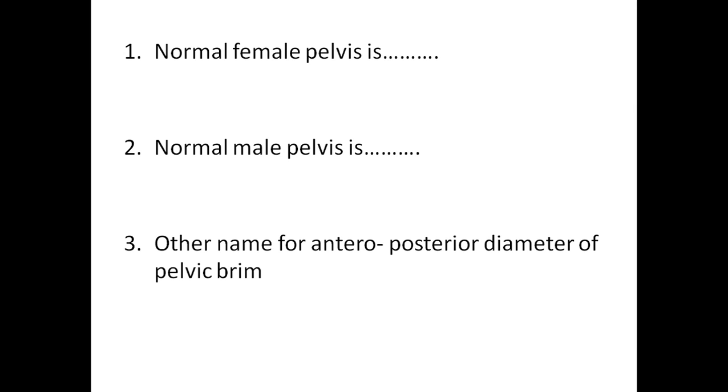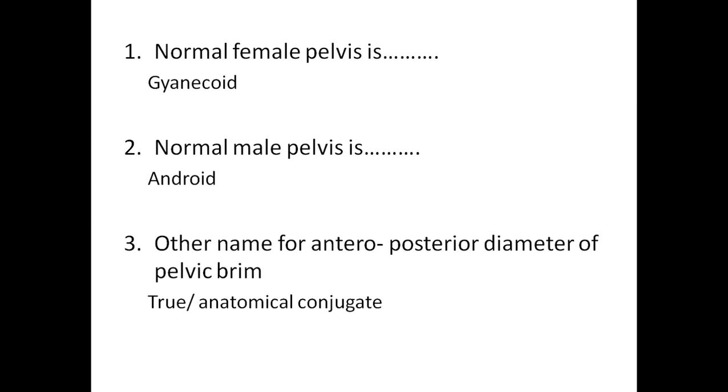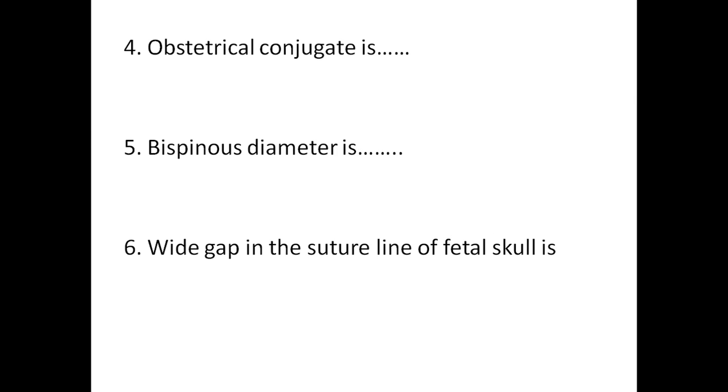The normal female pelvis is gynecoid. The normal male pelvis is android. The other name for the anteroposterior diameter of the pelvic brim is the true or anatomical conjugate. The obstetrical conjugate is 10 centimeters. The bispinous diameter is 10.5 centimeters.